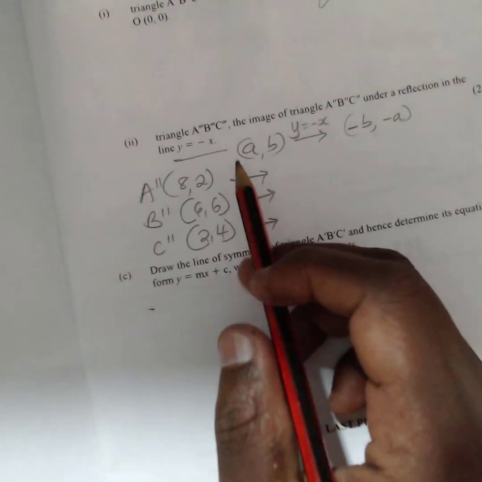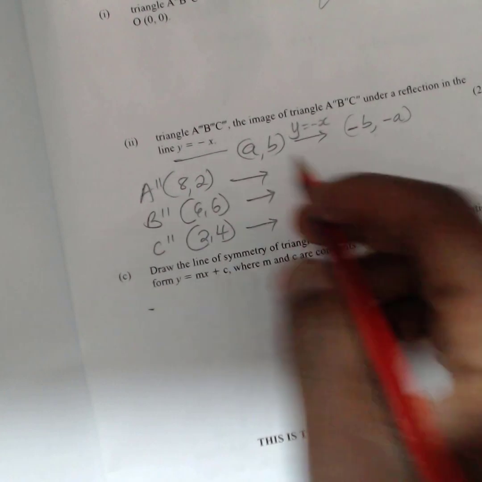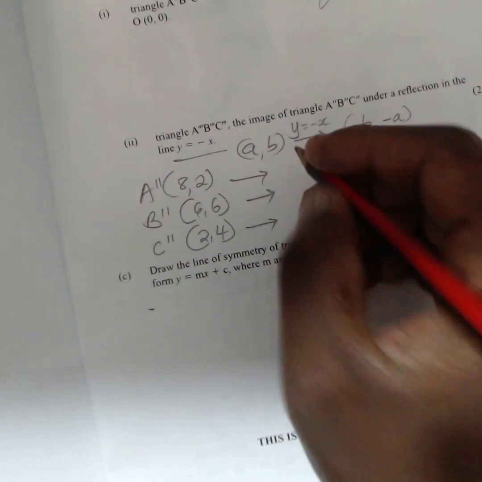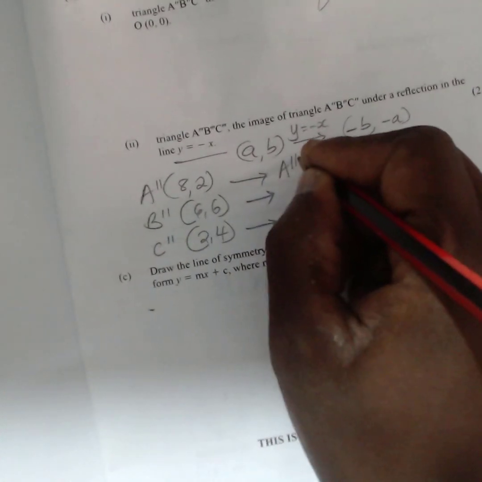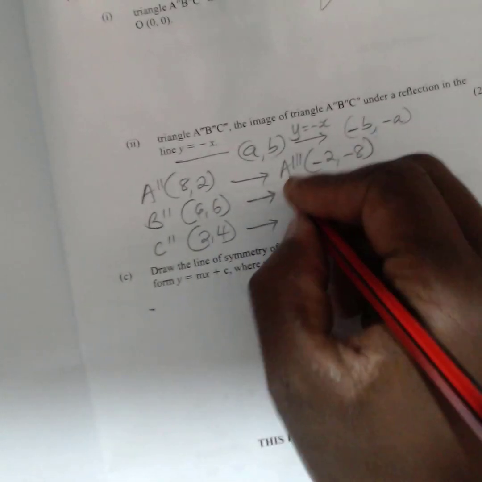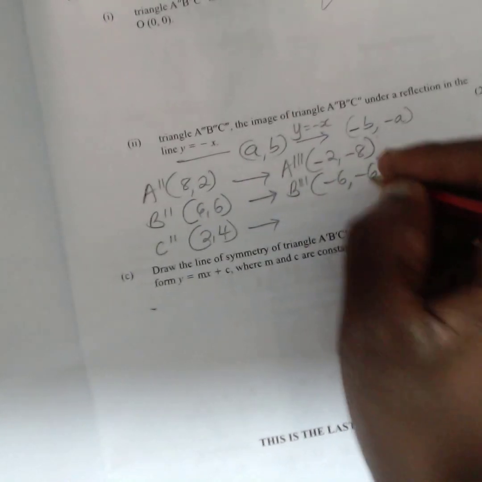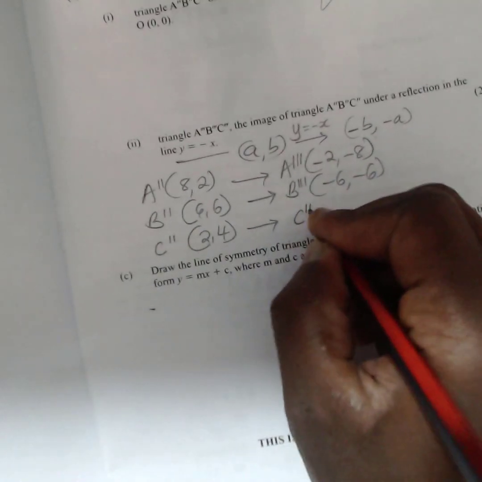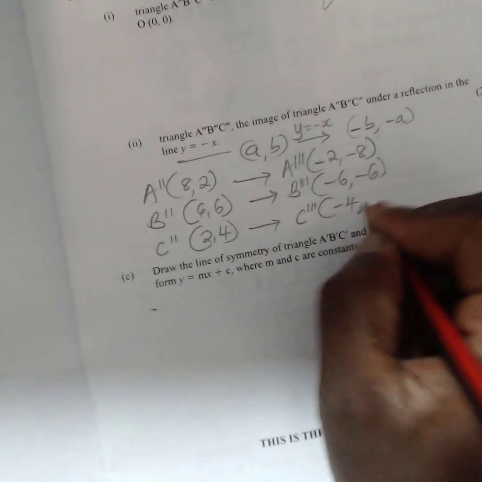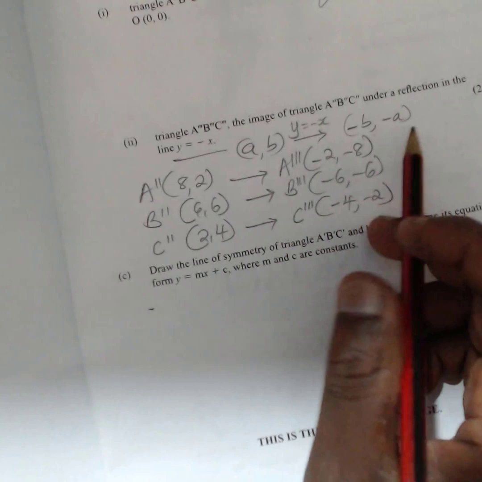So following this concept of reflection in the line y equals negative x, the points are interchanged and they change the sign. So A triple prime will therefore be (negative 2, negative 8). B triple prime will be (negative 6, negative 6). Then C triple prime will be (negative 4, negative 2). So all the points are interchanged and change the sign.